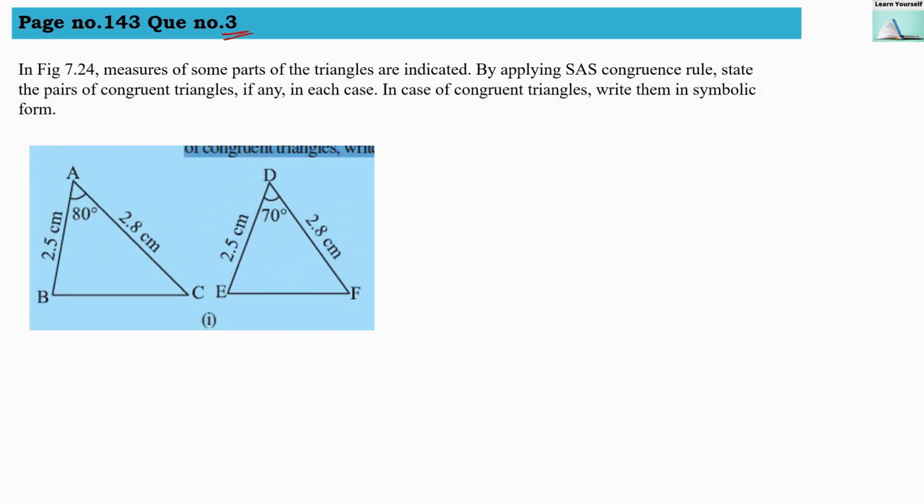Question number 3. Figure 7.24, measures of some parts of triangles are indicated. By applying SAS congruence rule, state the pair of congruent triangles, if any, in each case. In case of congruent triangles, write them in symbolic form. So we have to first check whether these two triangles follow SAS congruence or not. What is SAS? SAS is side angle side. So two sides and one angle have to be congruent between these two triangles. So let us write that in triangle ABC and triangle DEF.